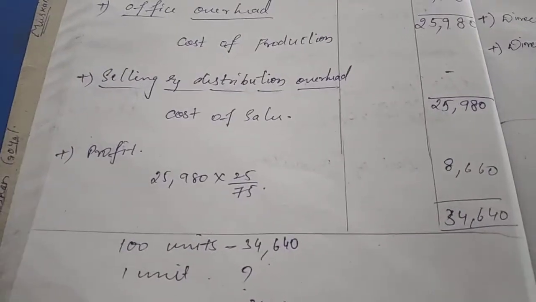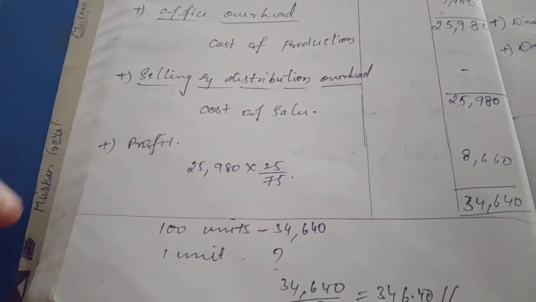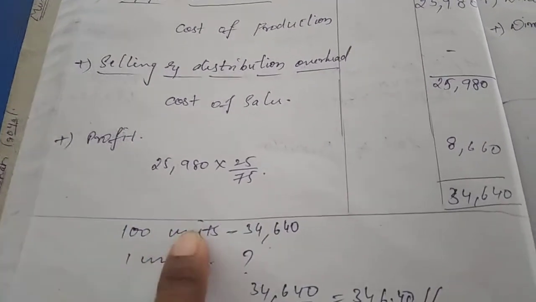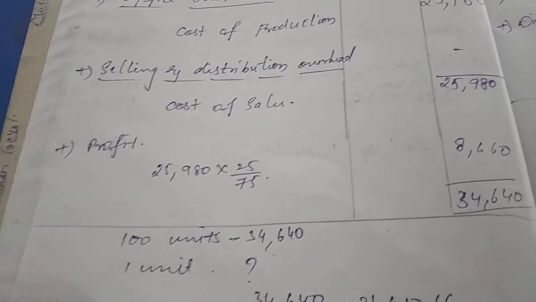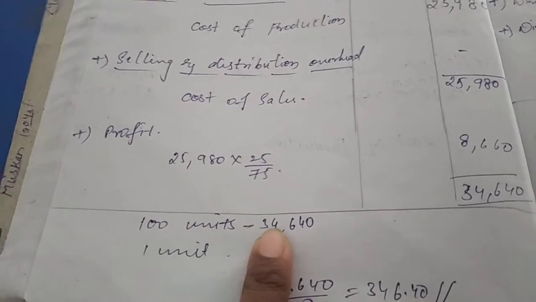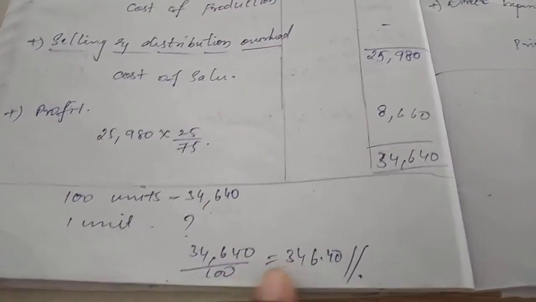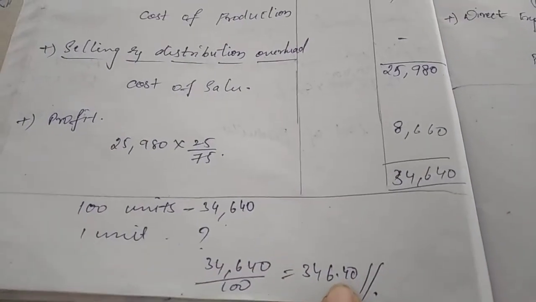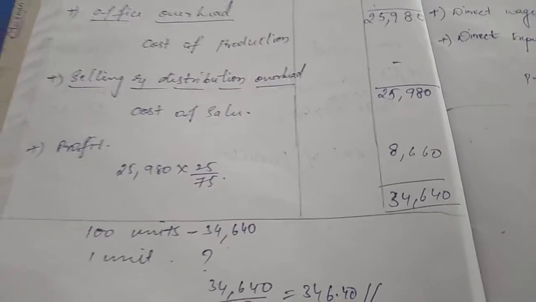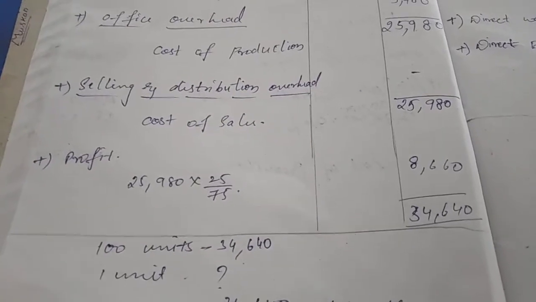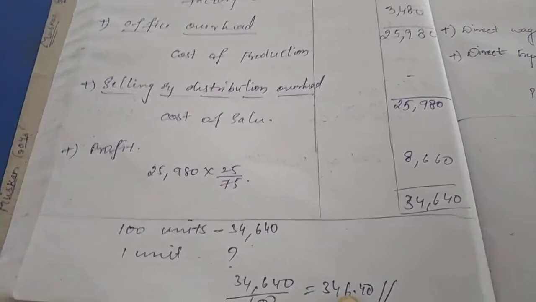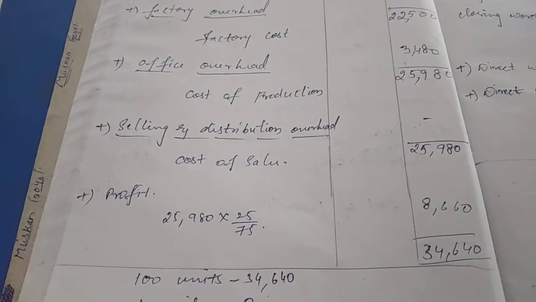But in the question he has asked for the selling price per unit. They are producing 100 units. For 100 units it is 34,640, so for 1 unit, do the cross multiplication and you get 346.40. That is the selling price per unit. Okay, clear?